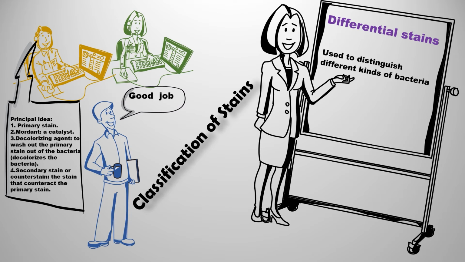Some bacteria may take the primary stain color, the others may take the secondary stain color. The best examples of differential stains are Gram stain or Ziehl-Neelsen stain. Simple stains that we have include safranin or methylene blue. Methylene blue is a positive stain, so it is a basic dye, while the negative stain is the one which will have a positively charged one.